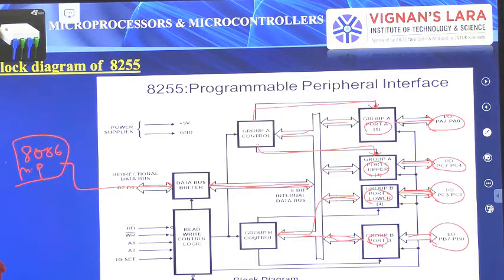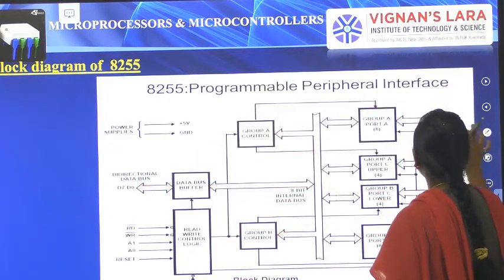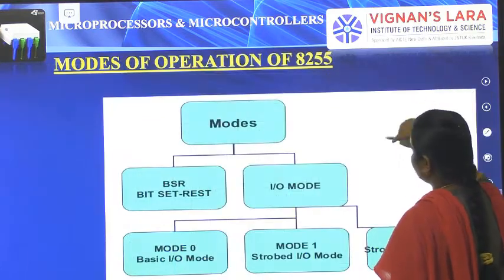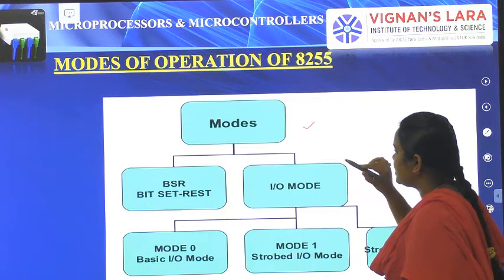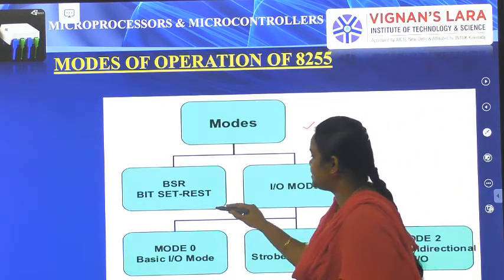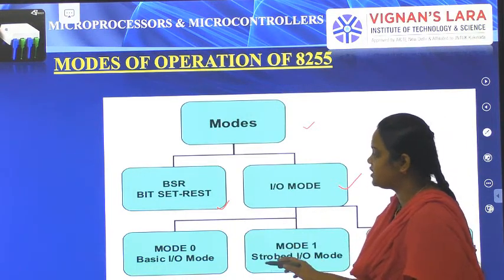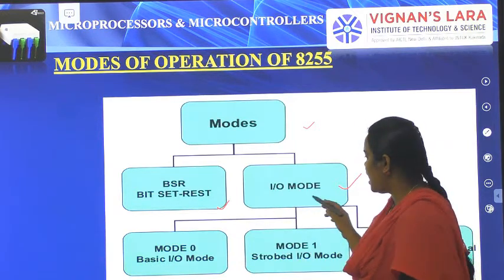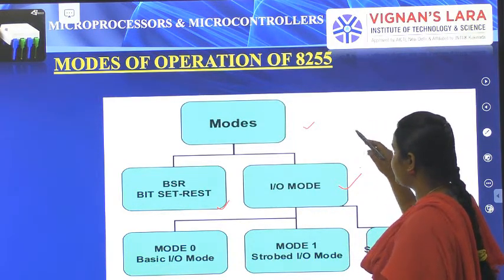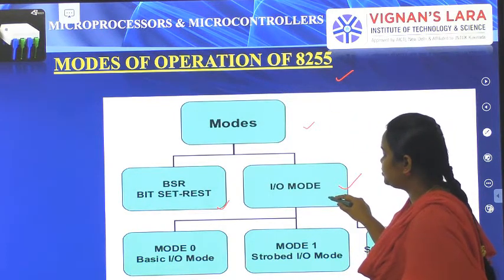This is the block diagram of the 8255 programmable peripheral interface. These are the modes of operations of the 8255. In these, we have two operations: bit set reset mode and input output mode. Bit set reset mode means we are resetting the bit by using some operations, and the input output modes are the operations performed by the 8255 with input and output devices.